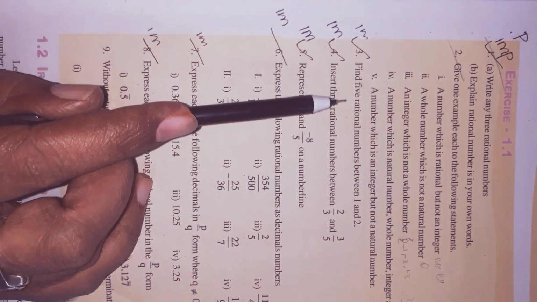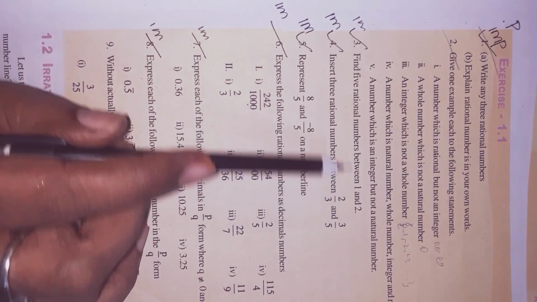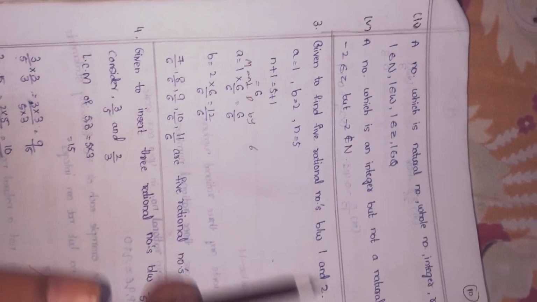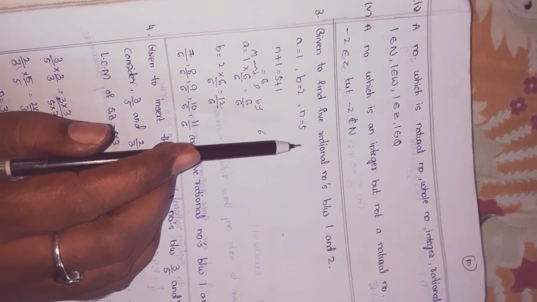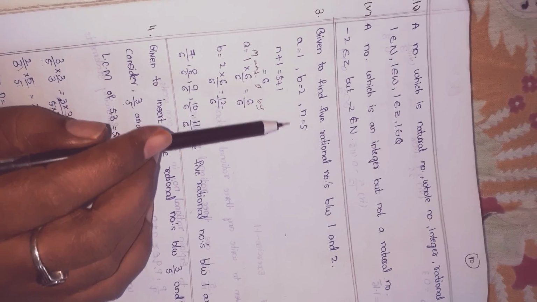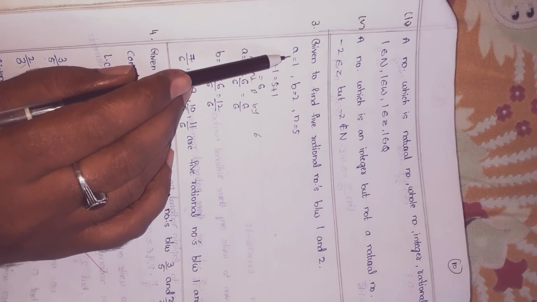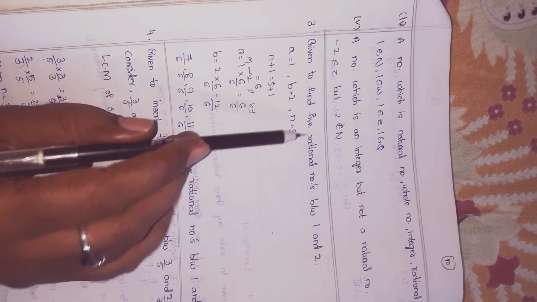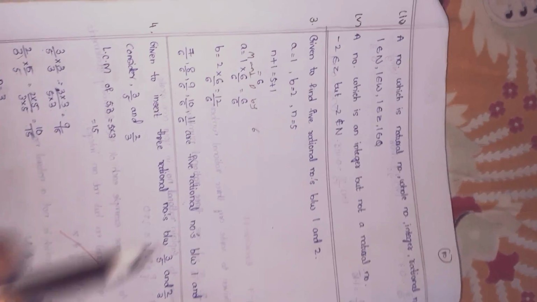So in this third question is given, children: find 5 rational numbers between 1 and 2. So it is important for 2 marks question. So given to find 5 rational numbers between 1 and 2. So already I have explained method 1 and method 2, children. I will do accordingly by method 2. So here a is equal to 1, children, b is equal to 2, n is equal to how many numbers is asking, children? 5. So that's why I have taken 5.